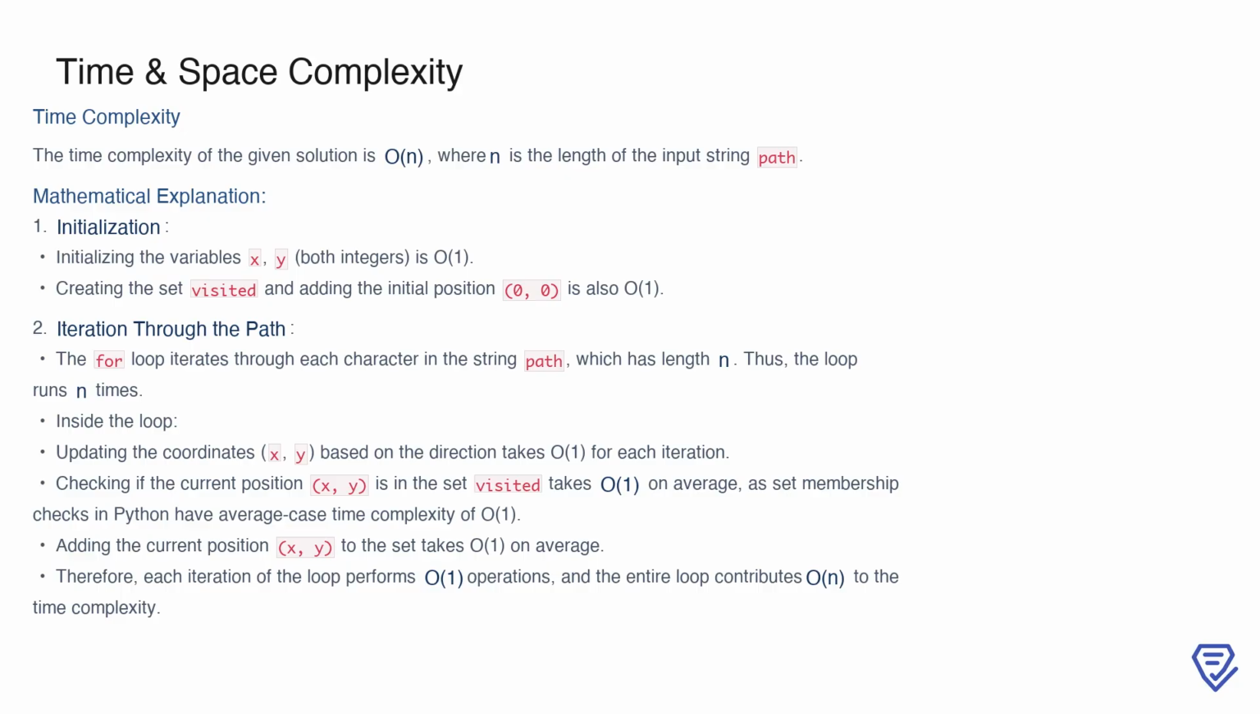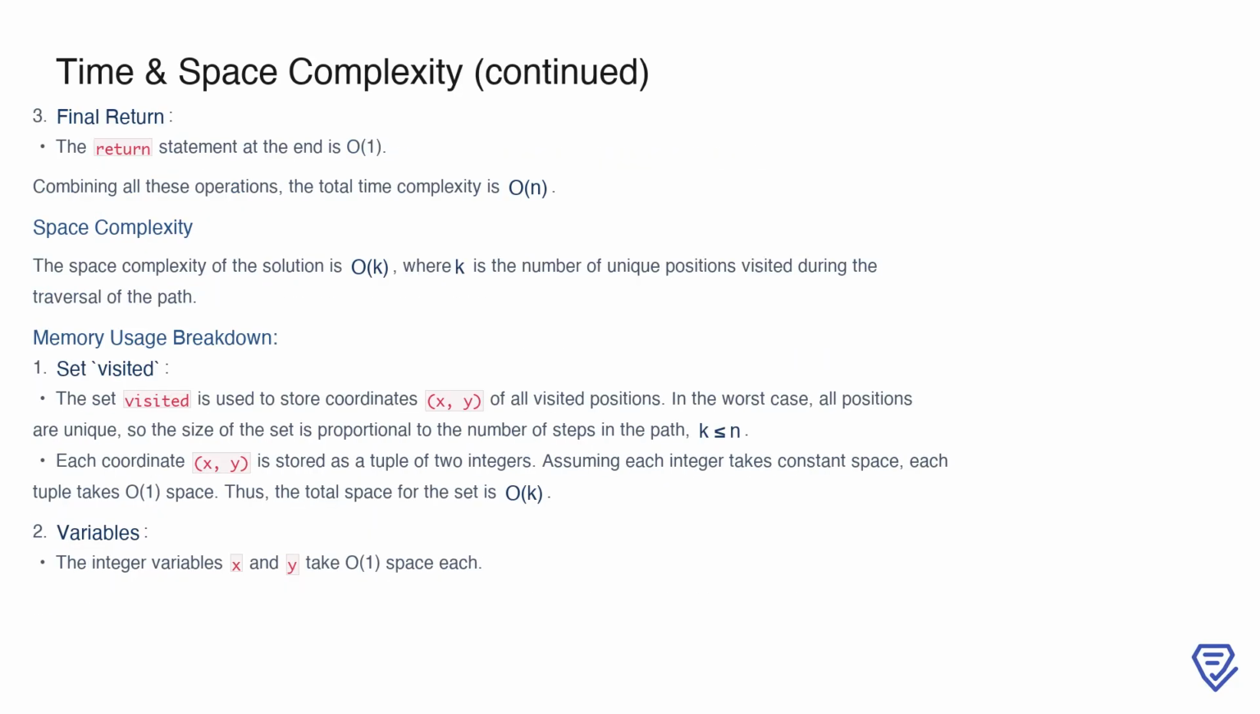Finally, the return statement at the end of the function, which simply returns a Boolean value, is also O(1). When we combine all these operations together, initialization, iteration, and the return, the total time complexity of the solution is O(n).